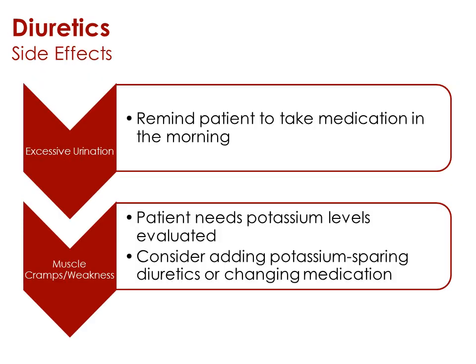Some common side effects of diuretics include excessive urination and muscle cramps or weakness. Remind your patient to take their medication in the morning to avoid nocturnal diuresis. If the patient reports muscle cramps or weakness, please refer them to their primary care provider to get their potassium levels checked and consider adding on a potassium-sparing diuretic or initiating a potassium supplement.